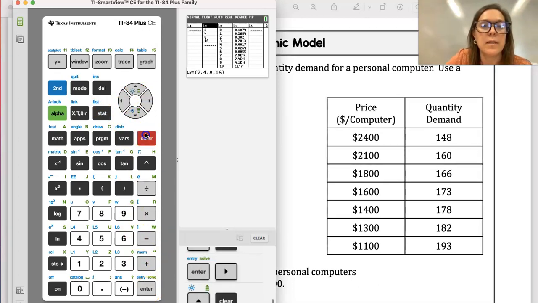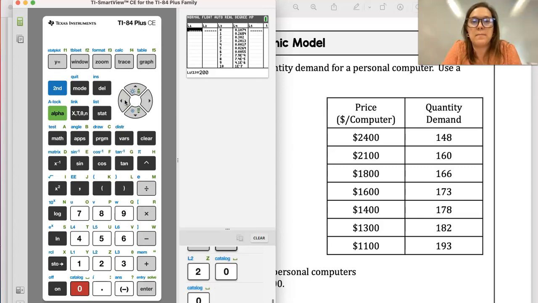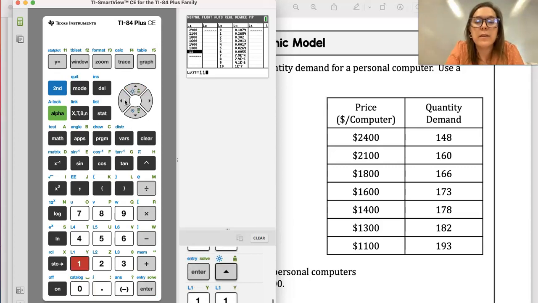Clear, clear. Okay, so I'm going to input all of the prices under list 1. So 2,400, type the numbers in correctly. 2,100, 1,800, 1,600, 1,400, 1,300, 1,100, oops, not 11, 1,100. And then L2, my demand quantity: 160, 166, 173, 178, 182, 193.